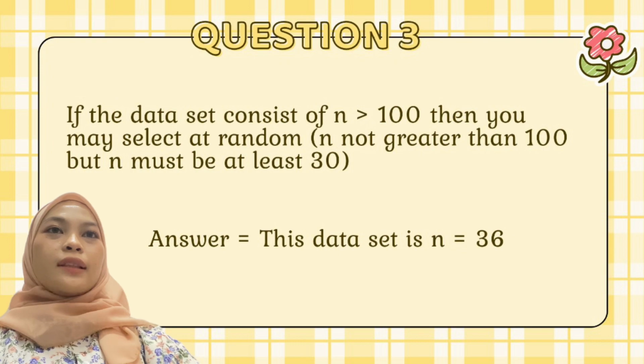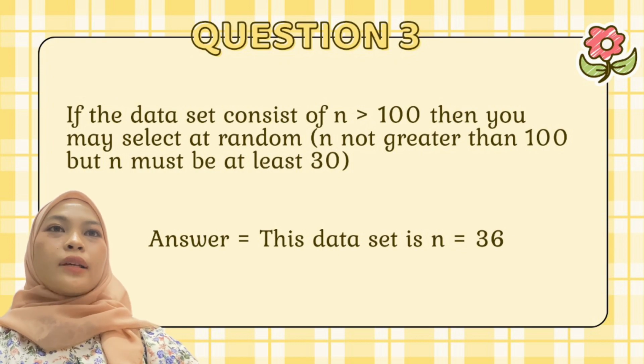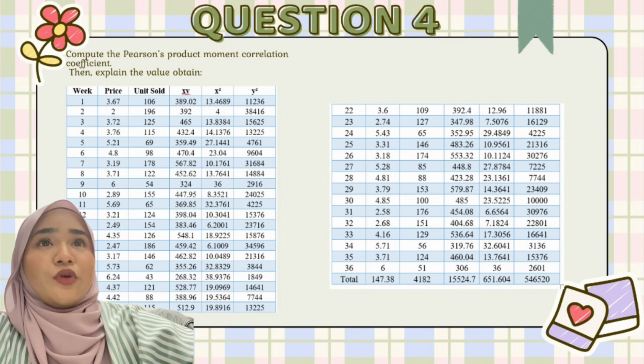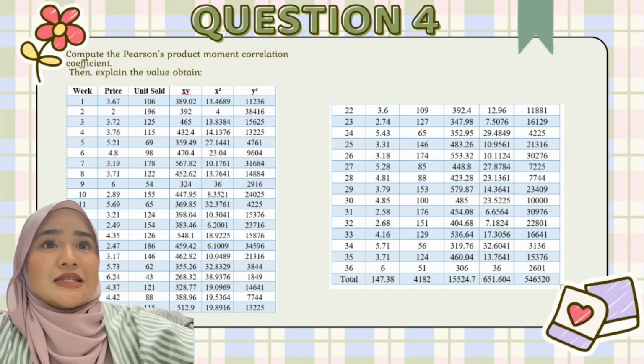Question 3. If the data set consists of n more than 100, then you may select at random n not greater than 100, but n must be at least 30. So based on our data set, n is 36 weeks. Next, we present the product moment correlation coefficient table. Column 1 is week, price is x, unit sold is y. Next column xy, x squared, lastly y squared.